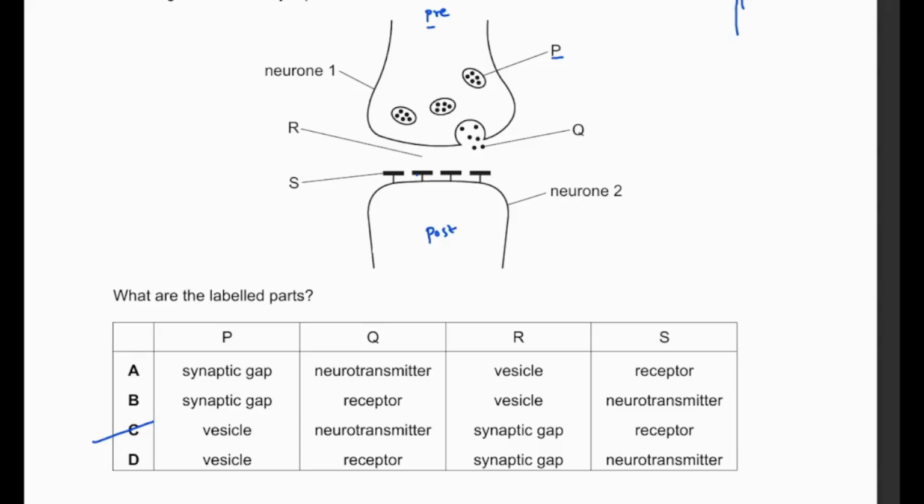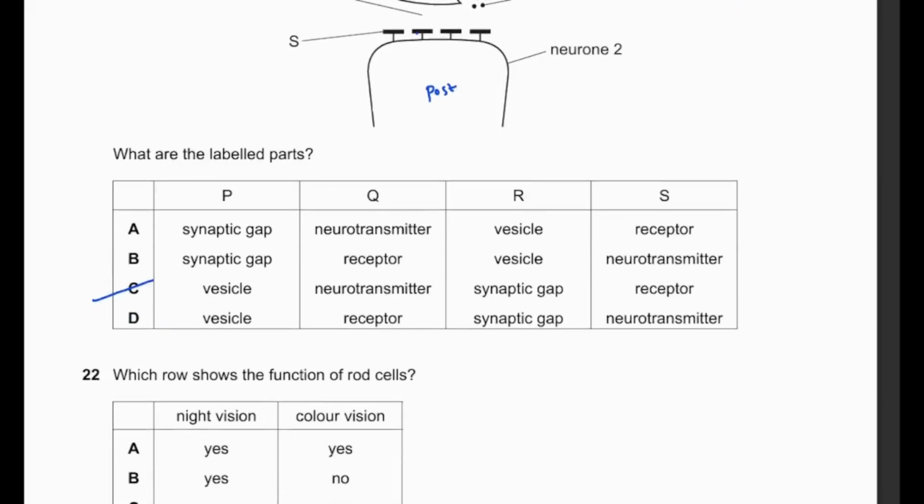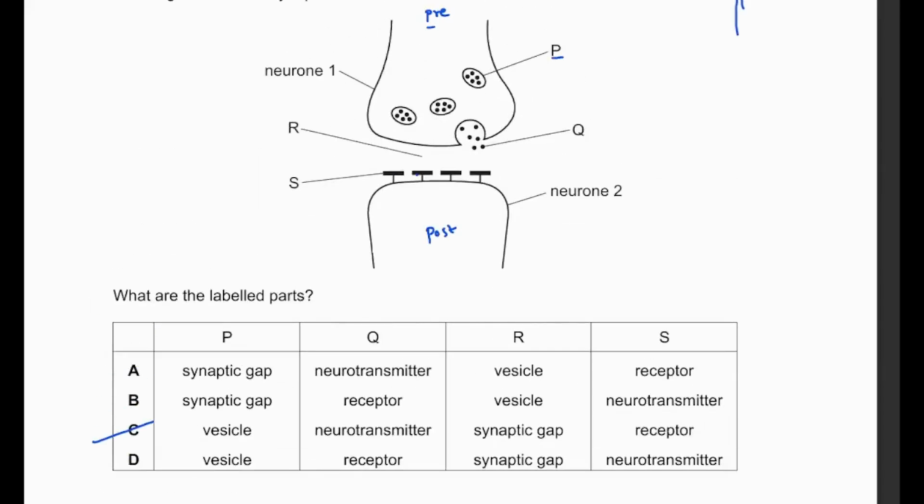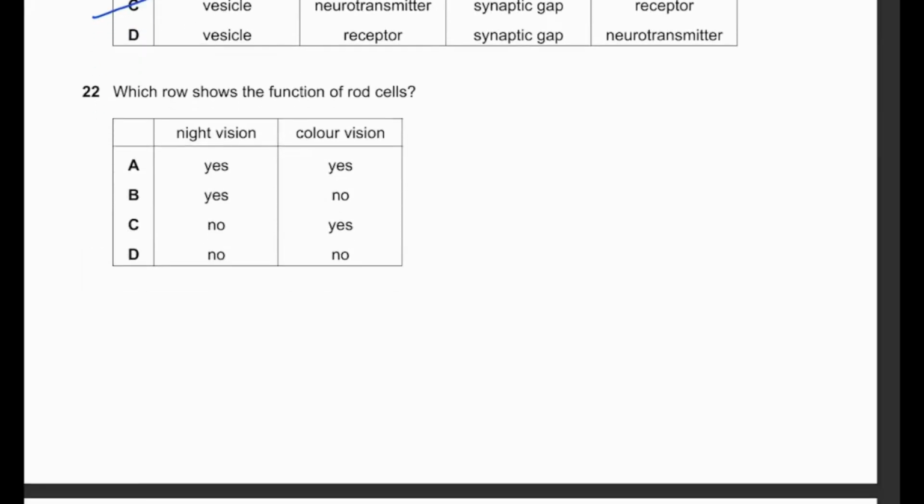That's an easy one. Extended means you should be very well aware of the reflex arc, neuron diagram, types of neuron, and even the synapse here. Now, which row shows the function of rod cell? Do know that on the retina we have two types of cell, rod and cone. Now, how do we know which one is for which type of color or intensity?